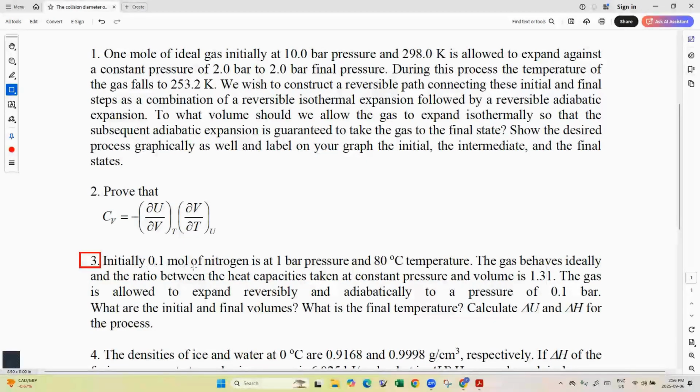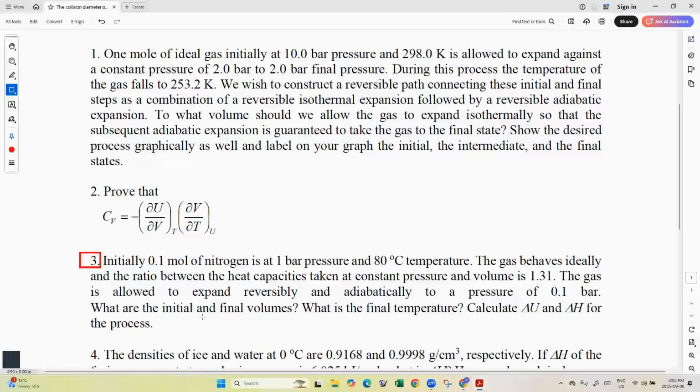Initially 0.1 mole of nitrogen is at 1 bar pressure and 80 degrees Celsius temperature. The gas behaves ideally, and the ratio between the heat capacities taken at a constant pressure and constant volume is 1.31. The gas is allowed to expand reversibly and adiabatically to a pressure of 0.1 bar.